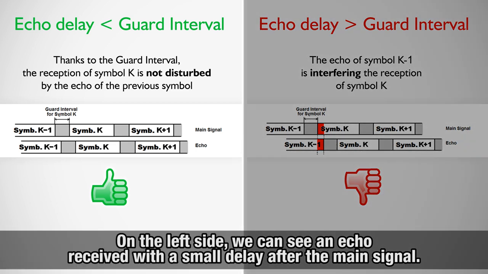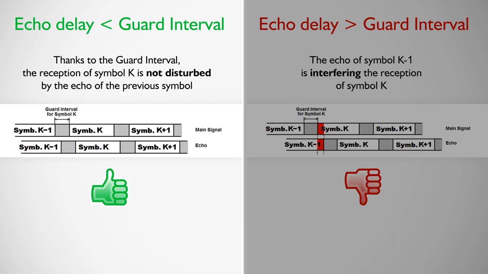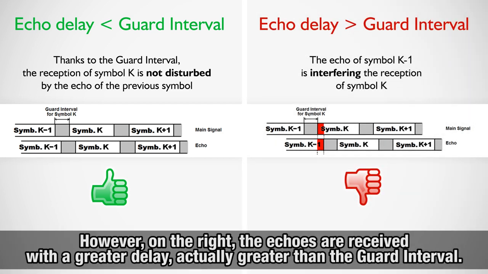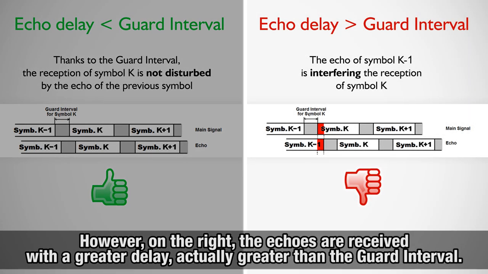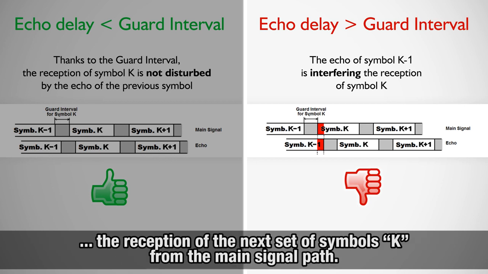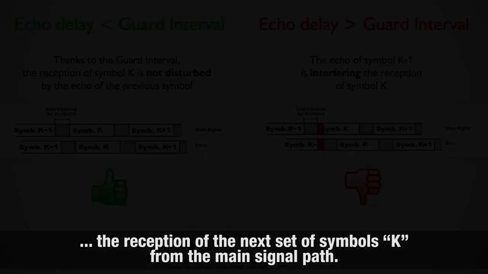On the left side, we can see an echo received with a small delay after the main signal. Thanks to the guard interval, the echo will not affect severely the reception of the set of symbols from the main signal. However, on the right, the echoes are received with a greater delay. Actually, greater than the guard interval, and therefore, the reception of a specific set of symbols k-1 will severely interfere with the reception of the next set of symbols k from the main signal path.